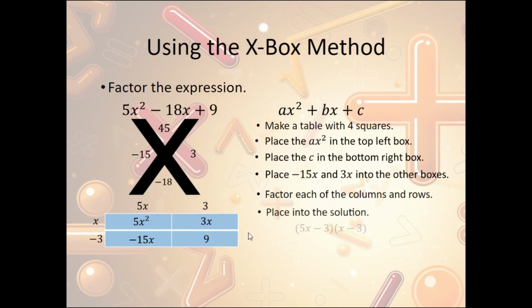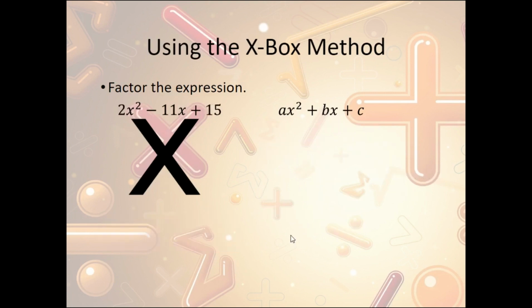And now we just place it into our solution. And now we're just going to check the signs to make sure they're correct. We know that the signs need to match so that it's 9, which they do here. And we need to make sure that we add up to be negative 18. So this is 5 times negative 3 is negative 15, minus 3 is negative 18. So we did it correctly.